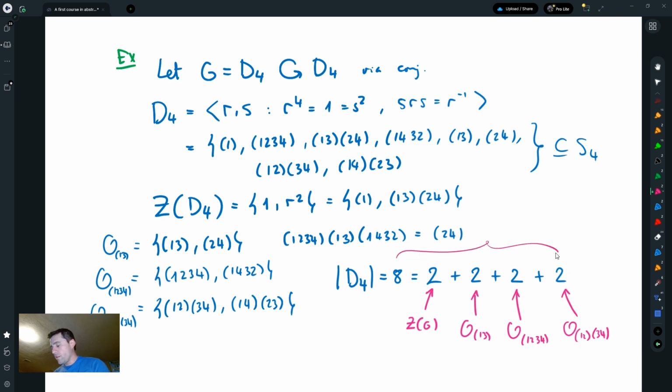So this is the class equation for D4. And next, we're actually going to use the class equation to prove some interesting results. So that we will do in the next video.